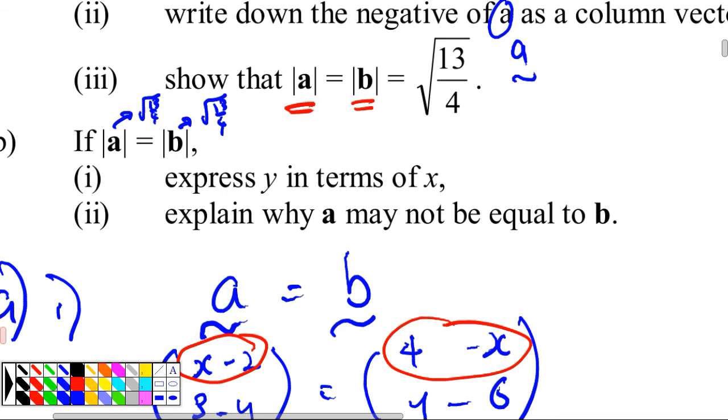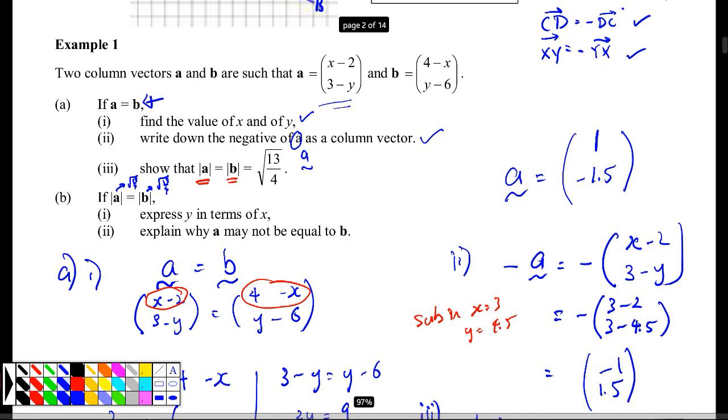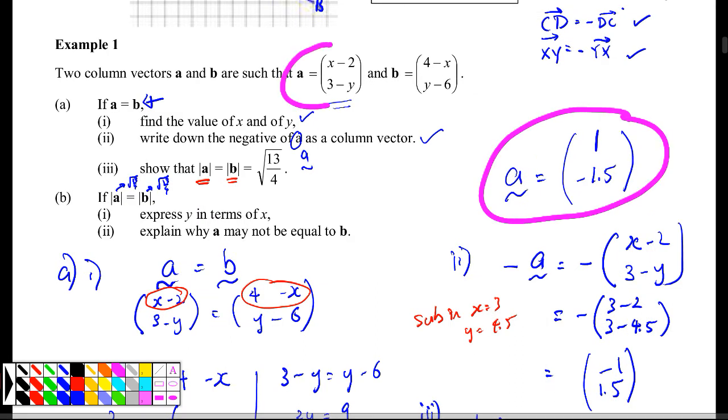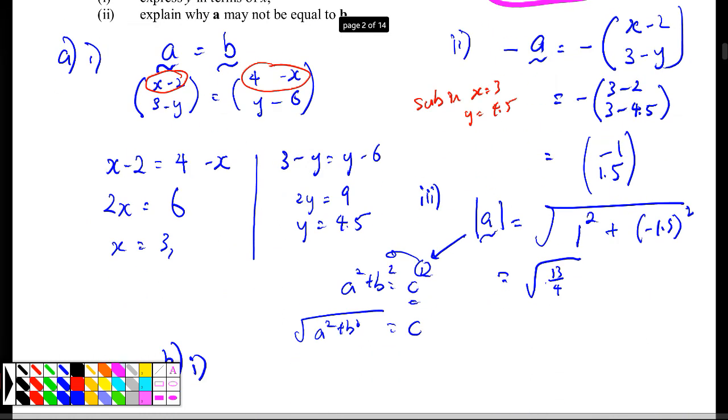Do you think I should use this vector, or do you think I should use this vector? The one on top. Does it make sense? Because I want y and x. So what do you think I should write?